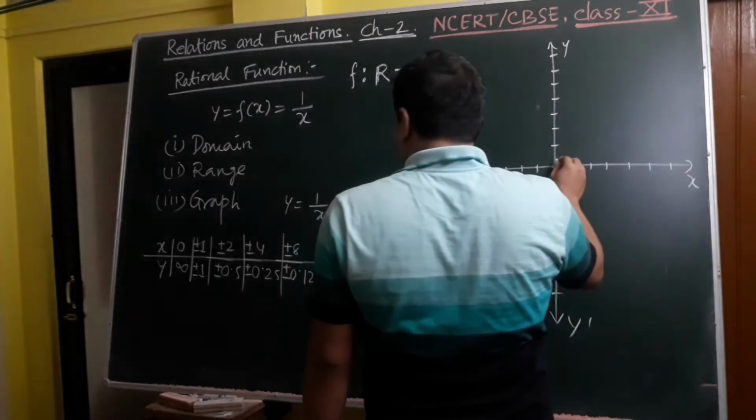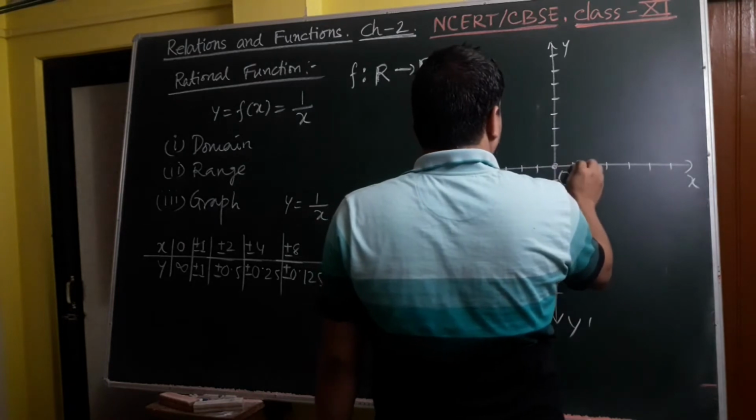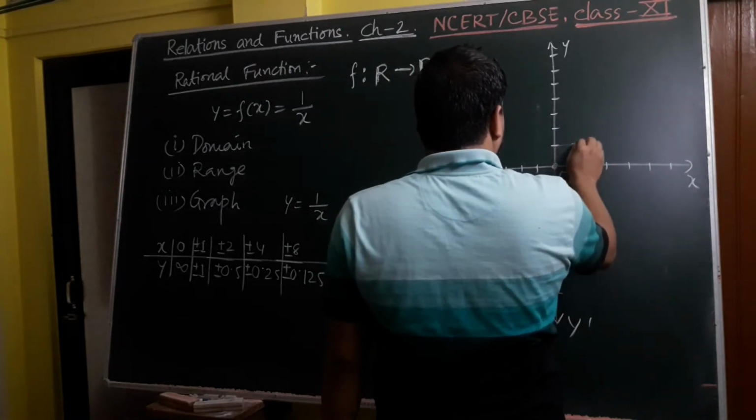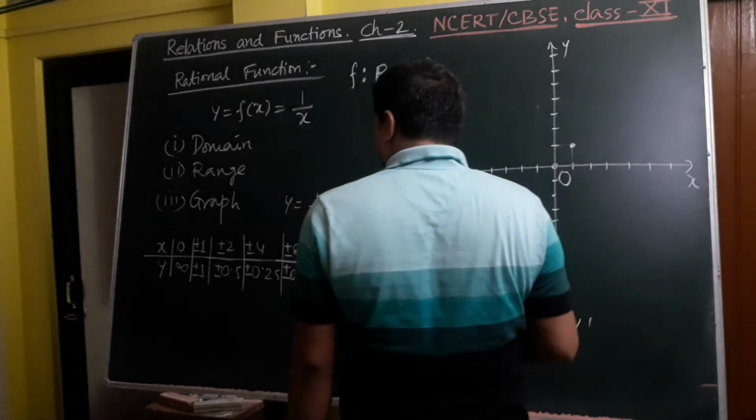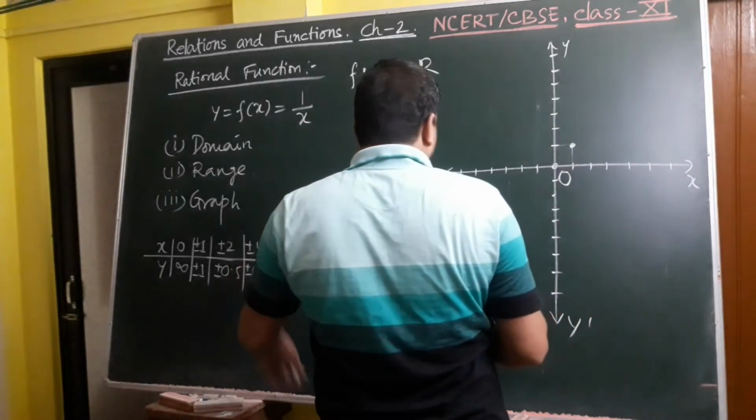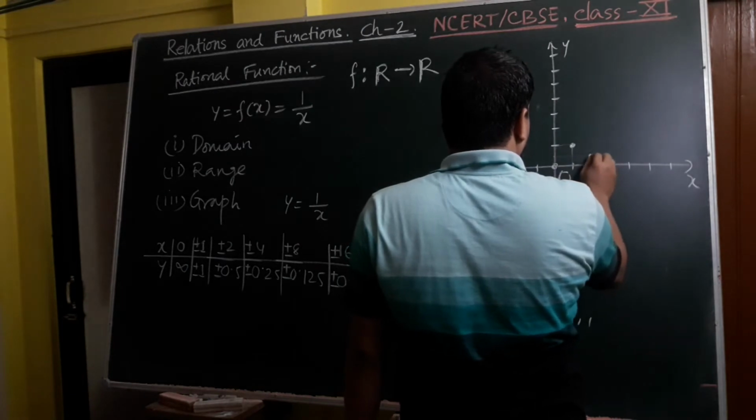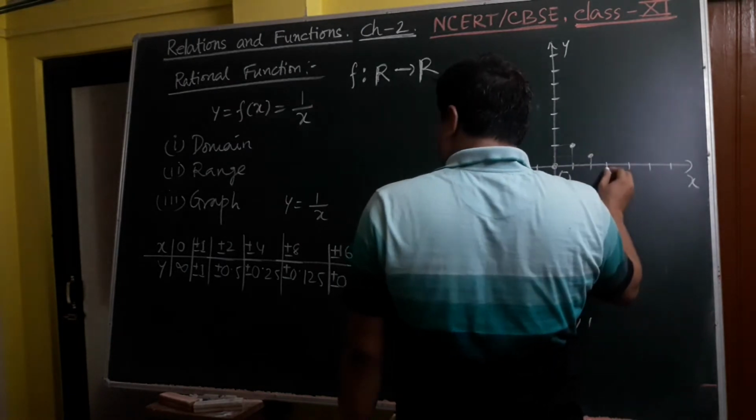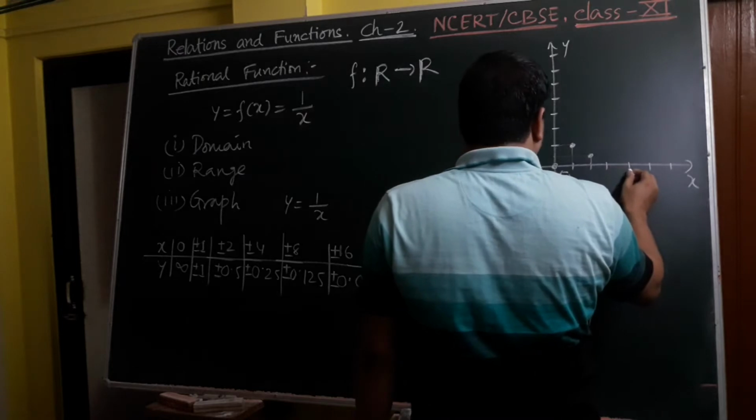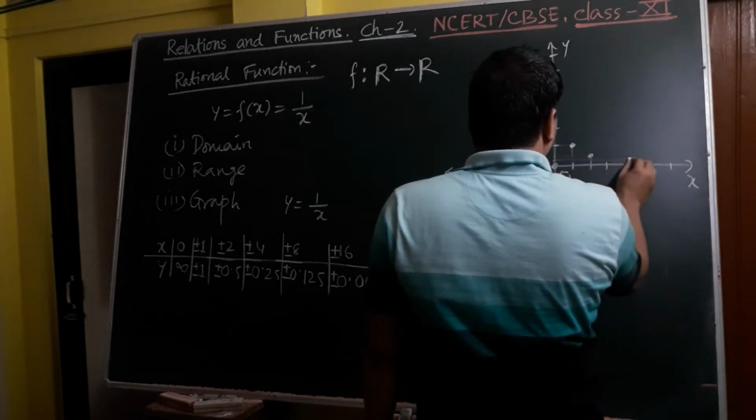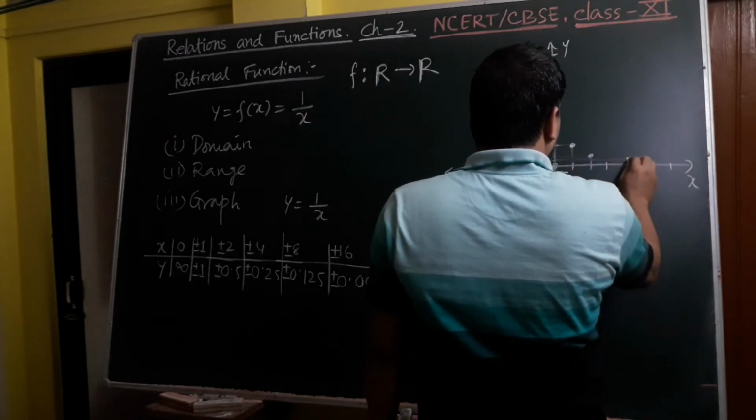Okay, so for plus 1 it will be plus 1, so it will be somewhere here. This is the point. Then for plus 2 it will be plus 0.5, so somewhere here. Then for plus 4 it will be 0.25, so it will be somewhere here, the next point.